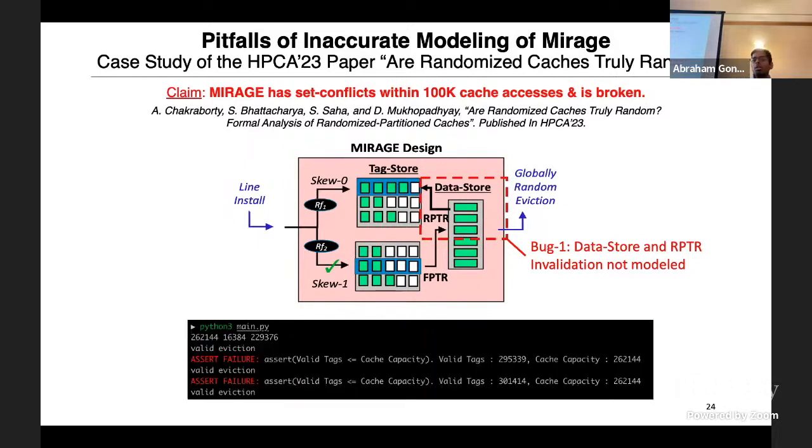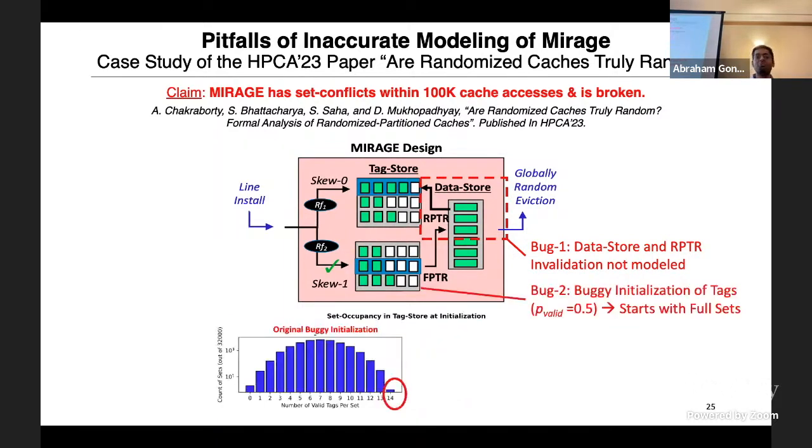What we discovered is that without the global evictions being modeled, the cache can actually store more addresses than its capacity. So you might end up with set conflicts because you're putting more addresses inside the cache, right? So this is not something you should do. If you incorrectly model Mirage, you will get wrong results and your design will be broken.